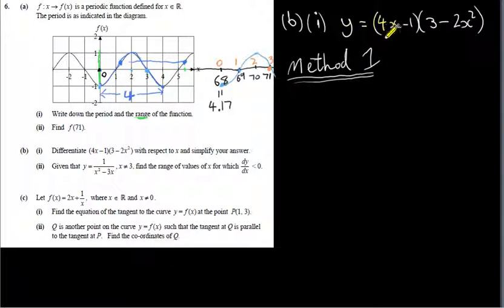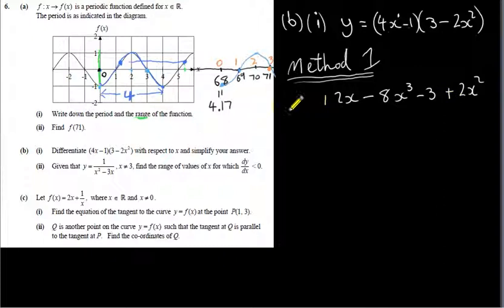We have the function y equals 4x minus 1 multiplied by 3 minus 2x squared. We want to differentiate it, get dy dx. Now method 1 will involve just multiplying this out, because it's possible to do so since neither of these brackets is raised to a power. So we multiply 4x into the right hand side. 4x by 3 is 12x, 4x by minus 2x squared is minus 8x cubed. We have x to the 1 by x to the 2 is x cubed. Then we have minus 1 into the right hand side, so we get minus 3 plus 2x squared.